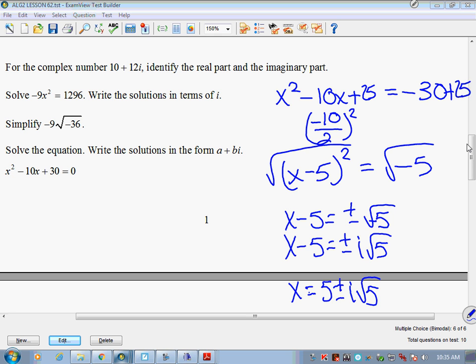Okay? Do we understand this better than when we started? Do we understand it well enough to get started on our homework? Okay.